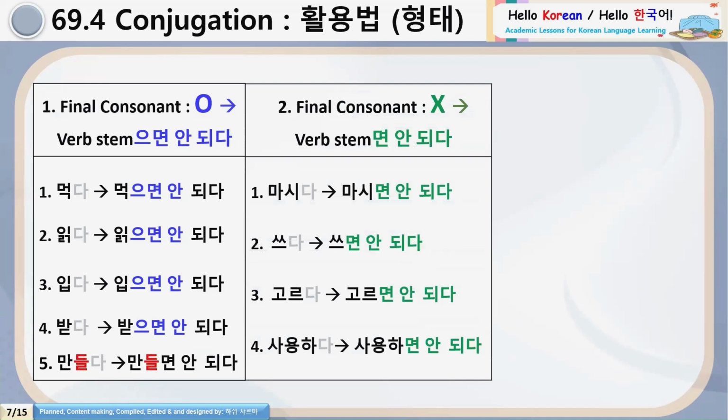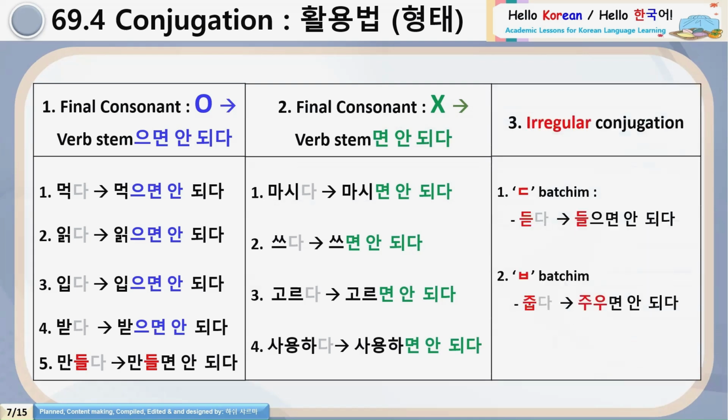Second category, there is no final consonant. There is no pachim. We have to add only myeon andweda. See number 1, 마시다, 마시면 andweda. Number 2, 쓰다, 쓰면 andweda. Number 3, 고르다, 고르면 andweda. Number 4, 사용하다 will be 사용하면 안 되다.